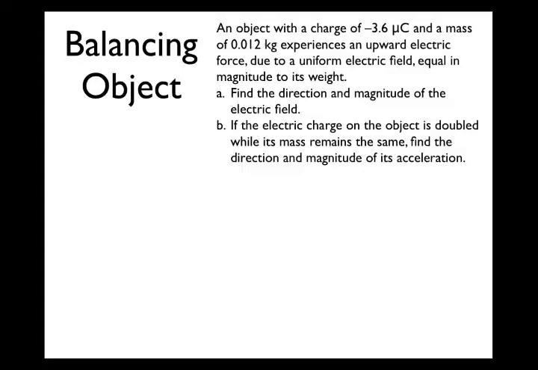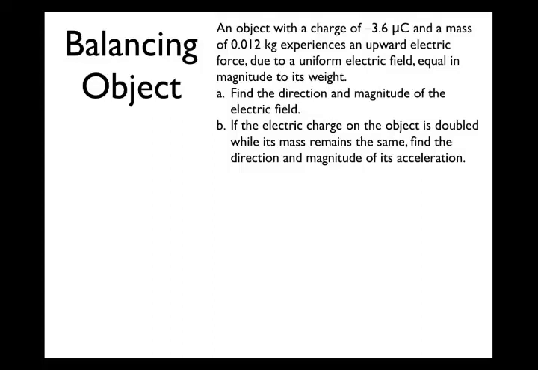We're going to wrap this up by solving a couple of problems with the concept of electric field. So imagine that you have an object that has a certain amount of charge. In this case, it's minus 3.6 microcoulombs. Micro is 10 to the minus 6. And a mass of 12 grams, or 0.012 kilograms. It experiences an upward electric force due to a uniform electric field equal in magnitude to its weight.